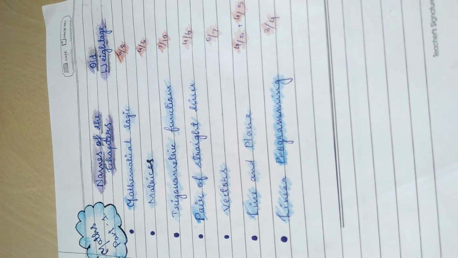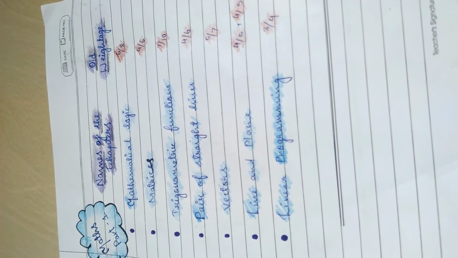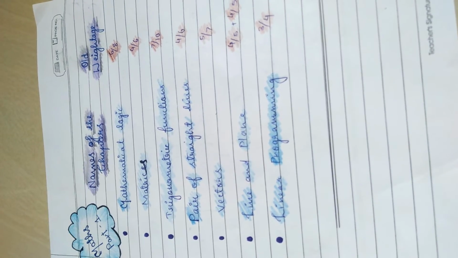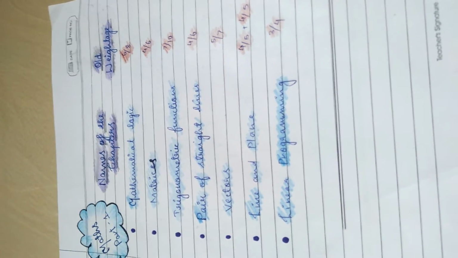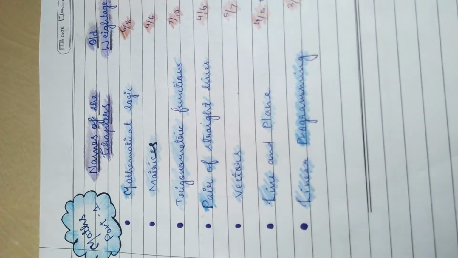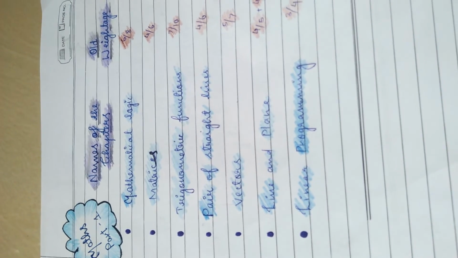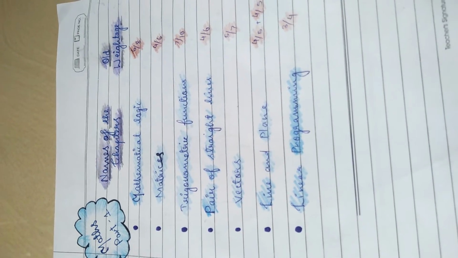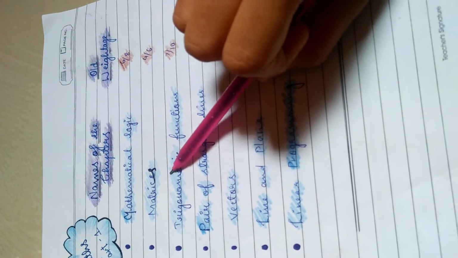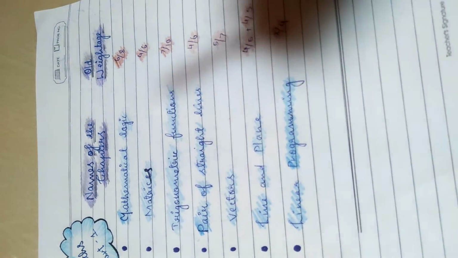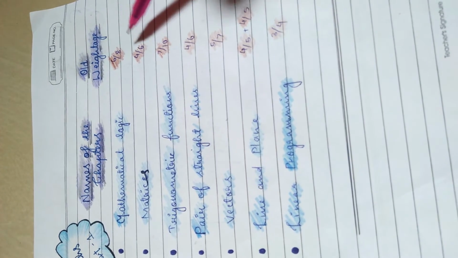So let us see the first chapter of mathematics part 1, that is mathematical logic. It is very easy and also very lengthy. In this first chapter, that is mathematical logic, compulsory marks are 6 and with option it is 8 marks. And in the second, that is matrix, in this compulsory marks are 4 and with option it is 6 marks.